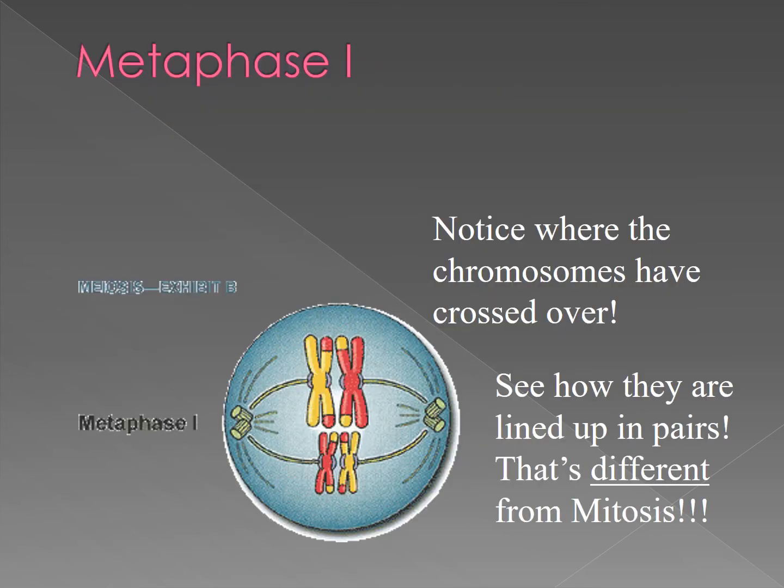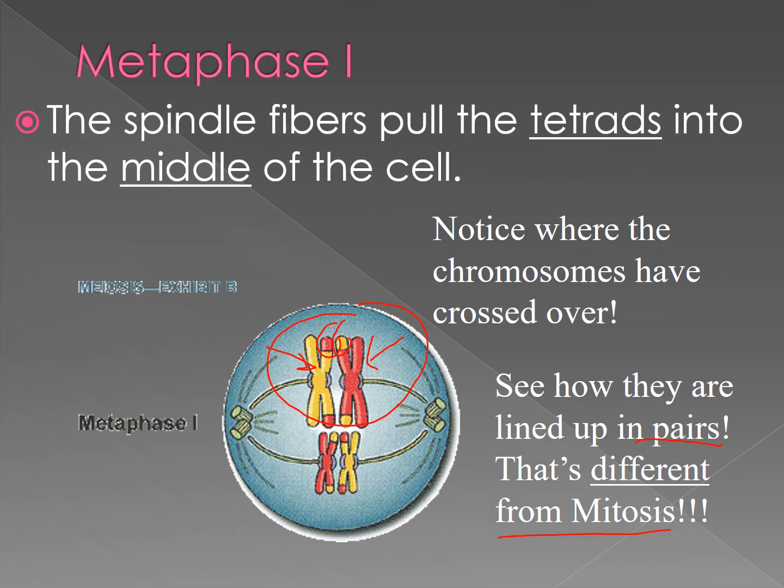So then after prophase, we have metaphase. Now again, look where it crossed over. We have a mom chromosome and we have a dad chromosome. Now they line up, and you see that they are in pairs. That is different than mitosis. In mitosis, we just line up one regular chromosome. No, these are sisters, sitting beside each other. You get one from dad, one from mom. Just like in metaphase, they line up in the middle.